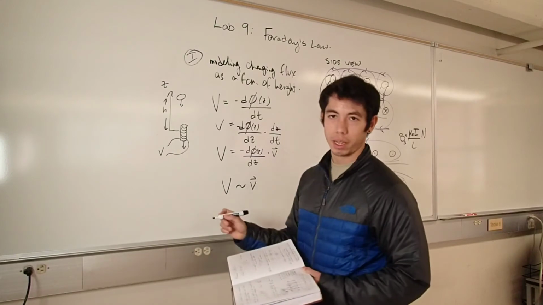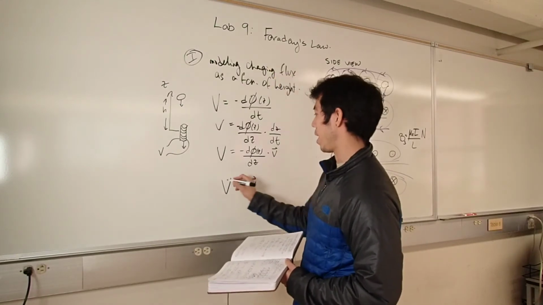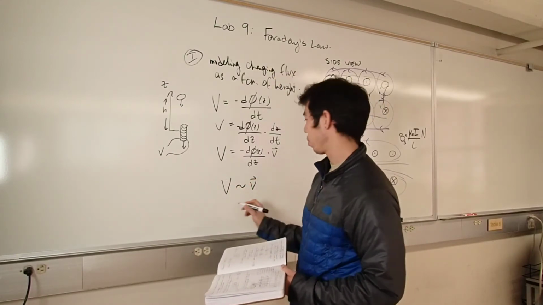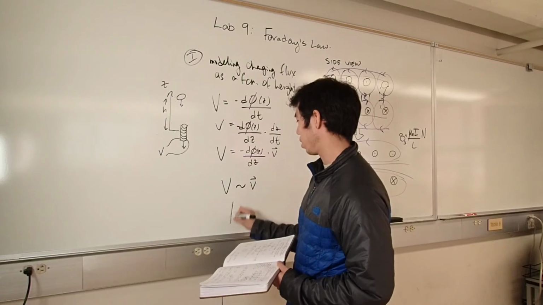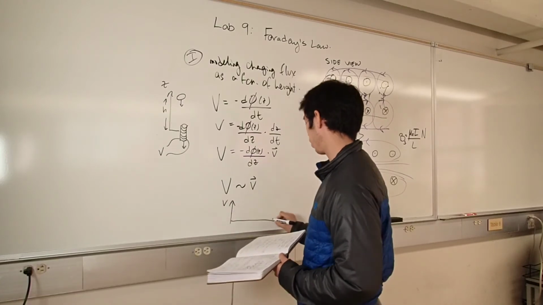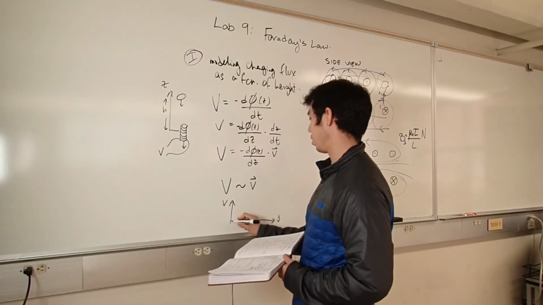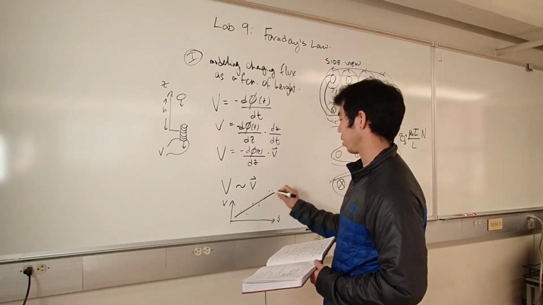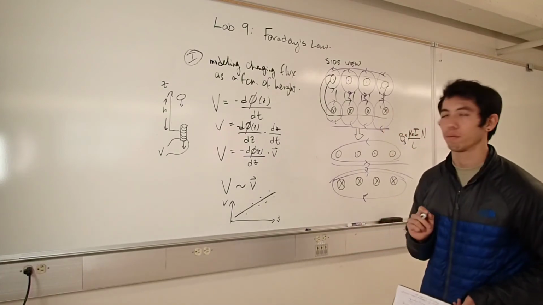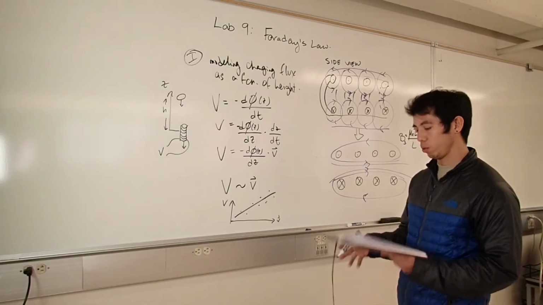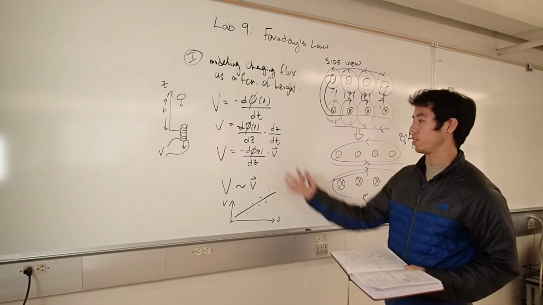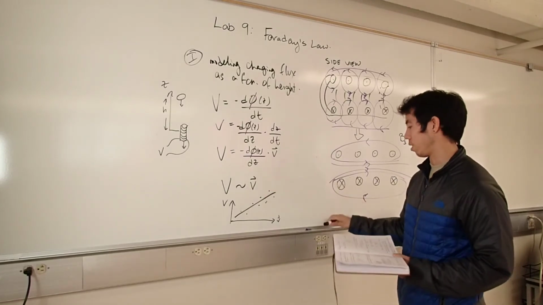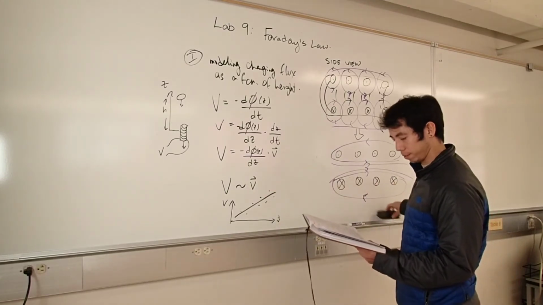So notice that the velocity is proportional to the voltage. So what we expect, if we change the height that we drop the magnet through, is we should see a graph of voltage versus velocity. That's essentially the goal for part 1 of the lab: to illustrate the proportionality between the induced voltage and the velocity of the magnet.